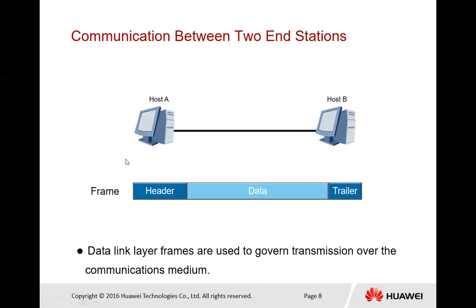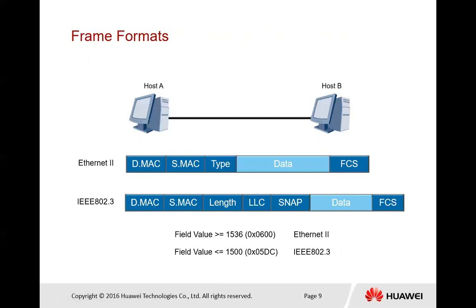So next we have the frame format. We have two different types of frame format. One is Ethernet II, and another one is Ethernet 802.3. Ethernet II was developed in 1982, and a year after, in 1983, we got 802.3.